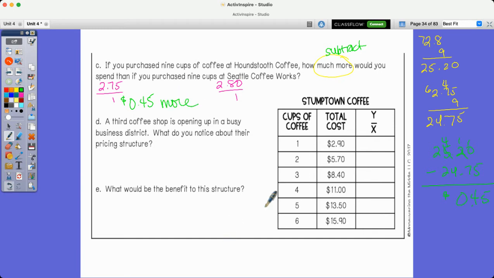Okay, so now we've got this third coffee shop opening up. They must have a lot of teachers in their town because we need our coffee. What do you notice about their pricing structure? So we're going to look at Stumptown Coffee, and we're going to do our y divided by x, which gives us our k again, and we get, guess what? The same constant of proportionality. But their coffee is even more expensive. It better be really good. As teachers are broke, we don't be spending on pricey coffee.